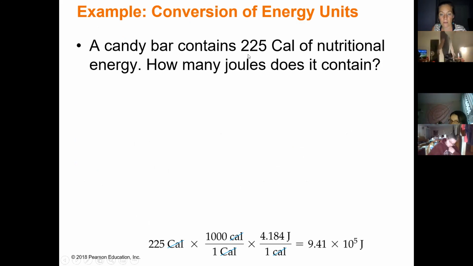That must be a small candy bar if it only has 225 calories. That's not like the big Walmart candy bar. It's a little guy.